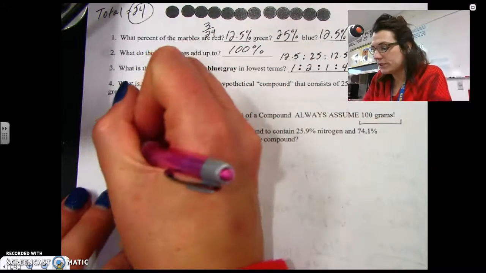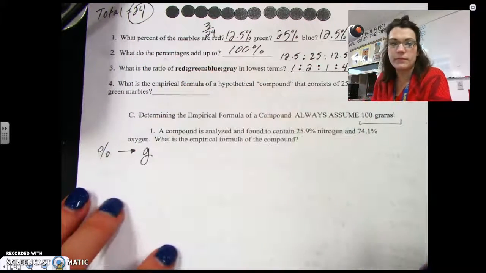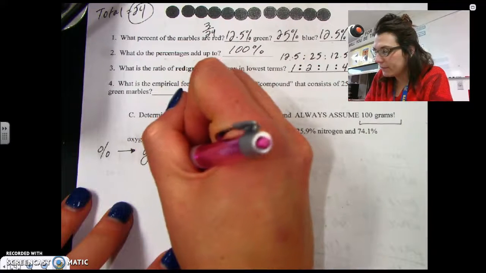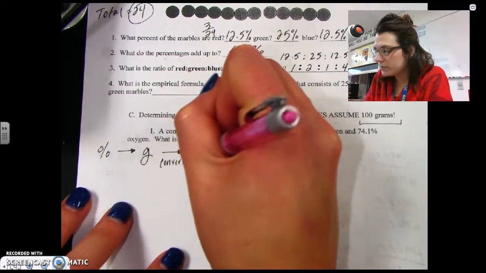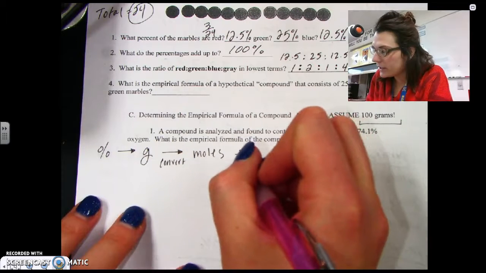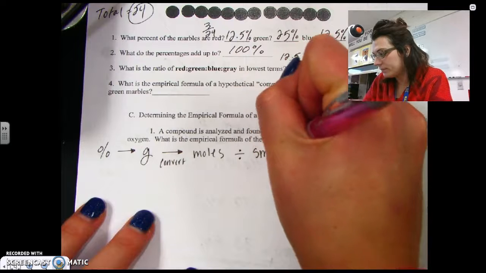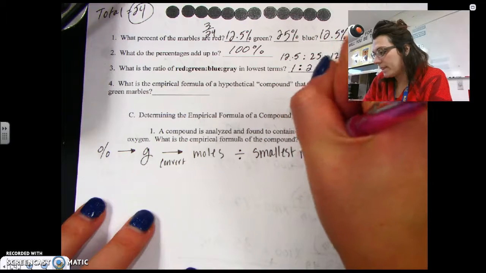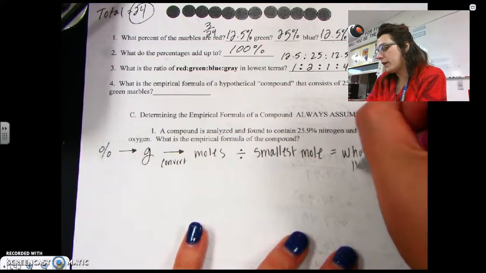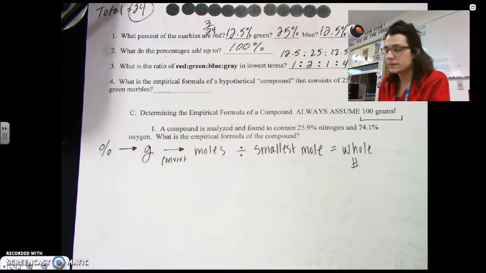I'm going to go percent, and I'm going to turn that into grams. Grams, I'm going to convert that to moles. Okay? And then I'm going to divide by the smallest mole, and that's going to give me a whole number that goes with that element. Okay, so let's look at how this works.